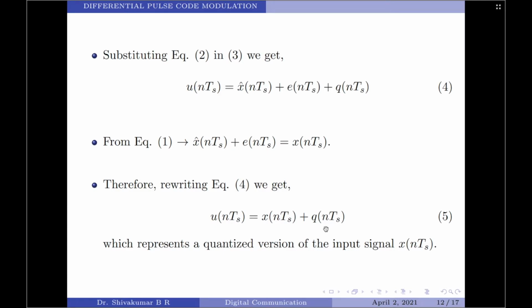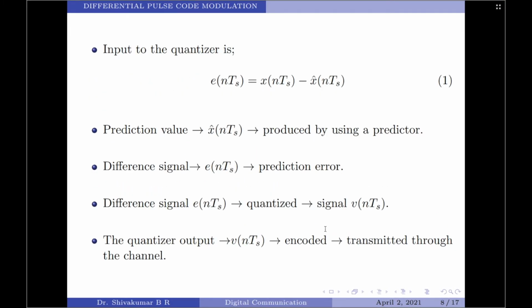Now, by observing equation 5, we note that irrespective of the properties of the predictor, the quantized signal at the predictor input, which is u of nTs, always differs from the original signal, which is x of nTs, by an amount equal to the quantization error, which is denoted by q of nTs. That is about the transmitter of DPCM.